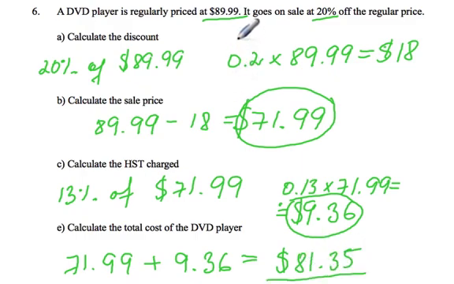So for a DVD player with a price of $89.99 that has a sale on for 20%, you will end up paying $81.35 after the tax has been applied to it.